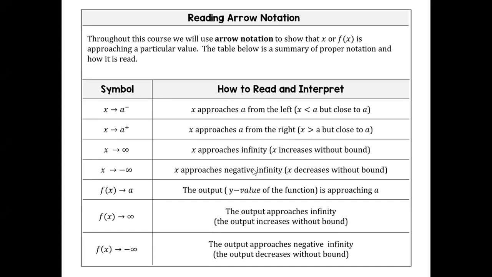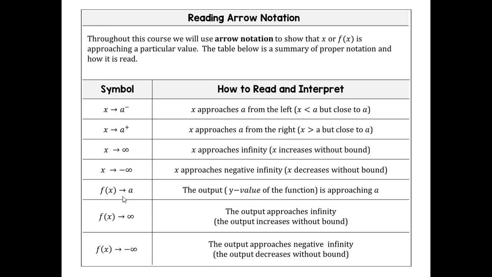So we're getting as close as we can to A, and we're describing what the function is doing, right? Is it approaching a value? Is it increasing? Is it decreasing? What is it doing? Here it says X approaches infinity, and that's positive infinity, which means that we're heading to the right. Does that make sense? I'm heading to the right. X approaches negative infinity, which means I'm heading forever to the left.